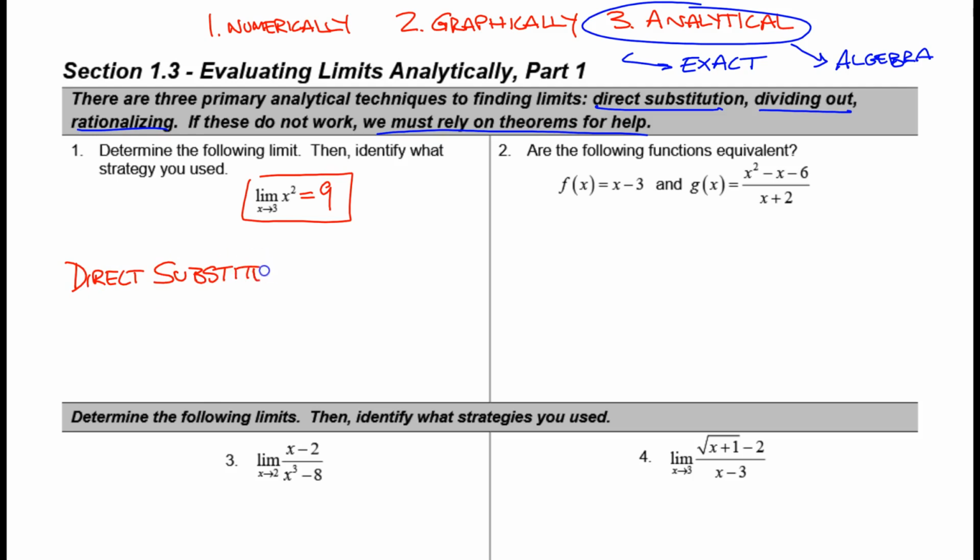And direct substitution is just like it sounds. You're substituting in a value for the function. So we had 3 squared, and that's 9. So that's the technique that we use there.